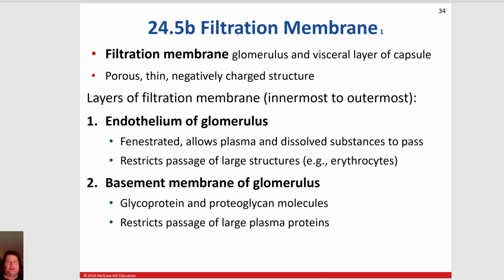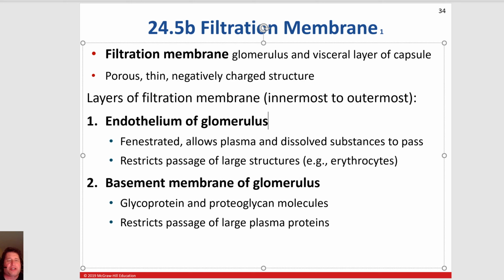So remember, filtration membranes in the glomerulus, visceral layer of the capsule. The capsule is what engulfs the glomerulus, remember. So the visceral layer is what would touch the glomerulus. It is actually the podocytes of the glomerulus. So it ends up being the endothelium of the glomerulus, the outside of the glomerular capillary.